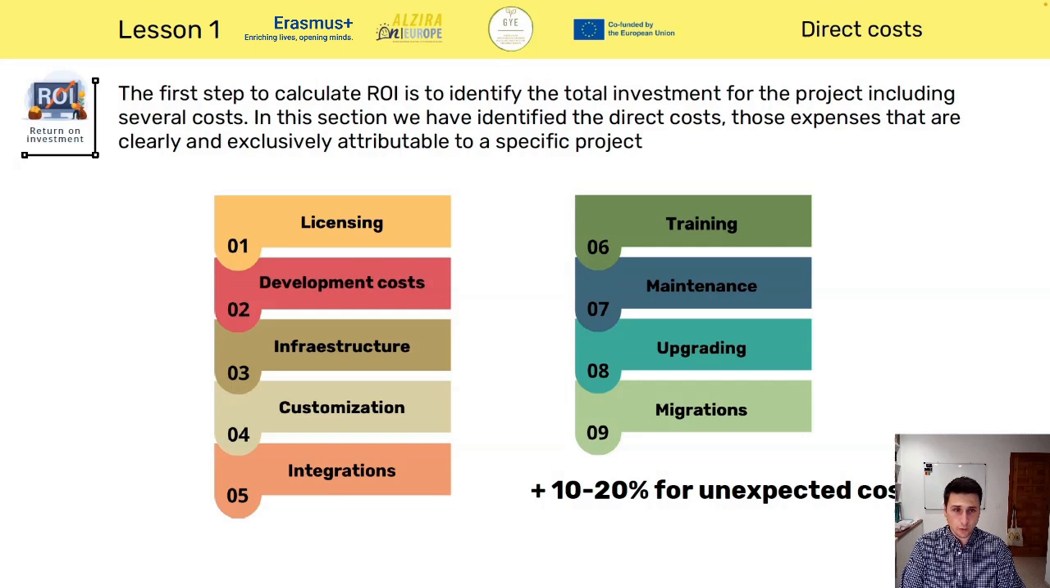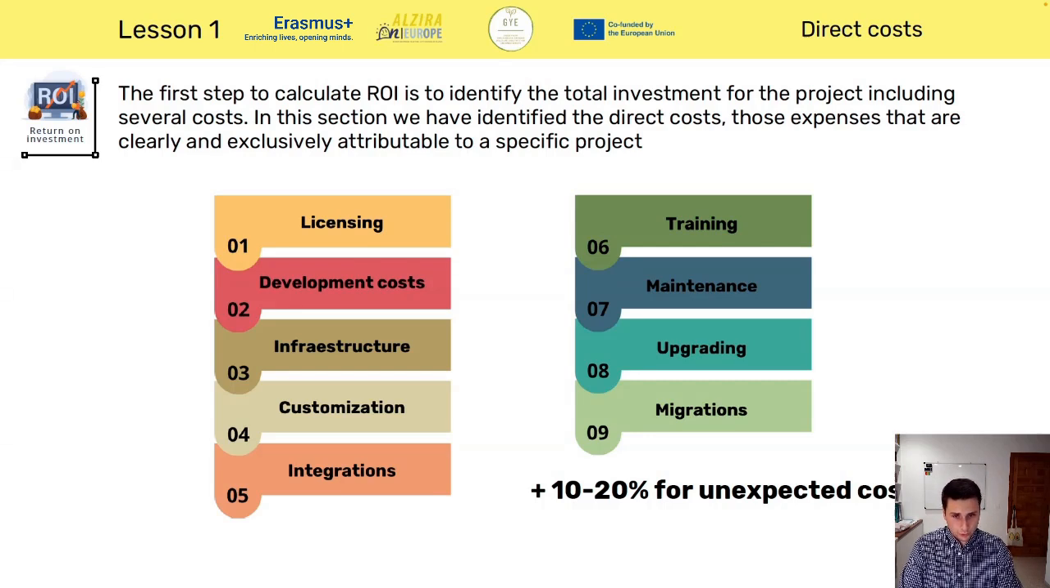Costs can be direct costs, which are those that are clearly attributable to the project, and then the indirect costs, which are also related to the project, but are more difficult to measure. Regarding direct costs, the main costs are the licensing costs, the development itself, the infrastructure, the customization, integrations, also training, maintenance, upgrades, migrations, and we can expect 10-20% more for unexpected costs.